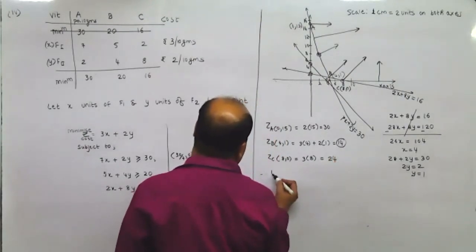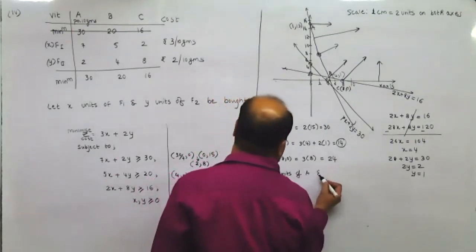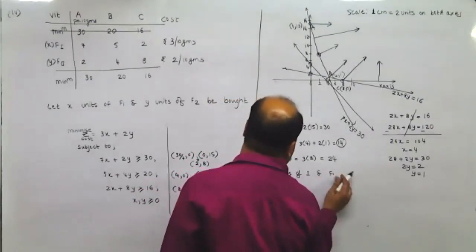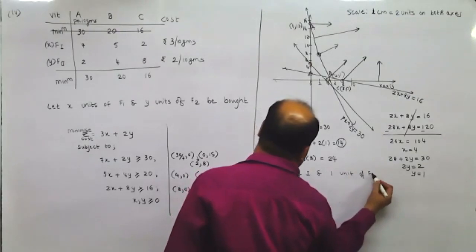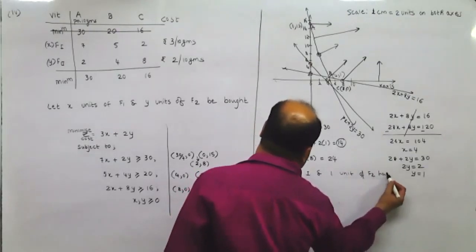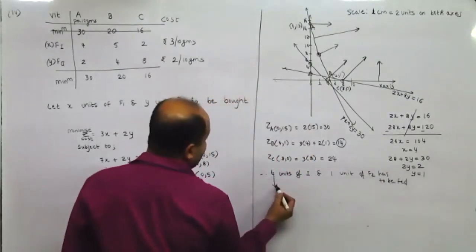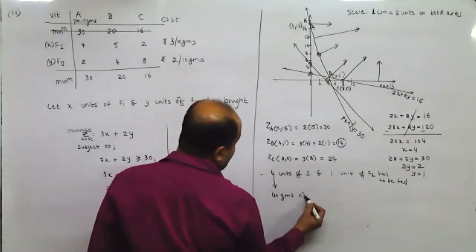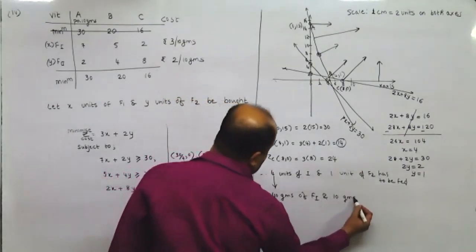So therefore 4 units of F1 and 1 unit of F2 has to be fed, but this is to be in grams. Now, therefore, I can say 4 units means 40 grams of food F1 and 10 grams of food F2 has to be fed.